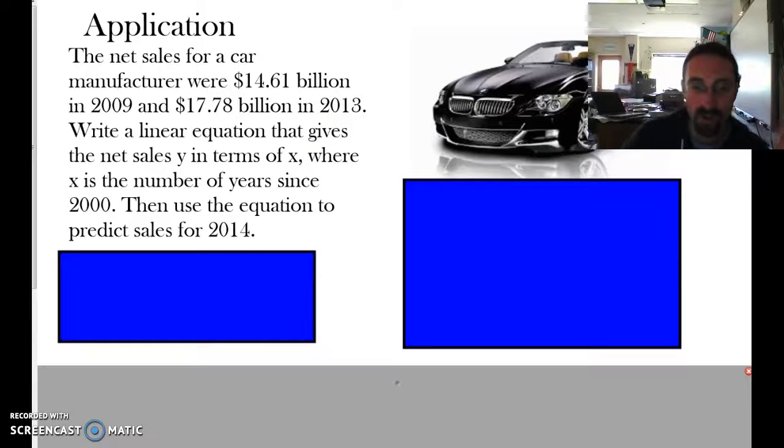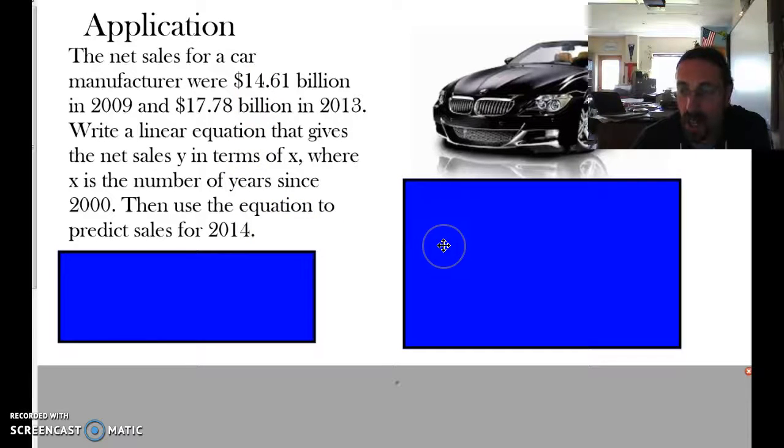Now, here's where the rubber hits the road. Application. The net sales for a car manufacturer were $14.61 billion in 2009 and $17.78 billion in 2013. Write a linear equation that gives the net sales y in terms of x, where x is the number of years since 2000. Then use the equation to predict sales for 2014.